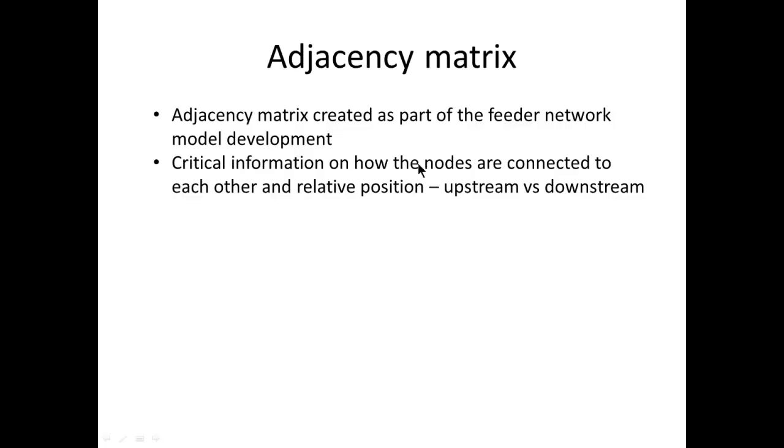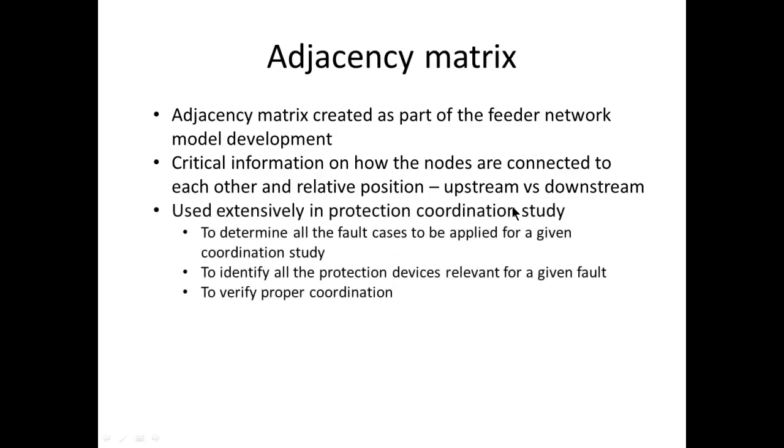The last topic that I want to cover in this video is this adjacency matrix, which is very useful in our protection coordination studies in the later videos. So the adjacency matrix is created as part of our formal feeder network model development that we discussed, and this matrix has critical information on how the nodes are connected and the relative position, mainly which is upstream versus which is downstream. So that is extensively used in our protection coordination study to determine what all faults we need to apply for a given coordination, fuse to fuse or fuse to recloser.